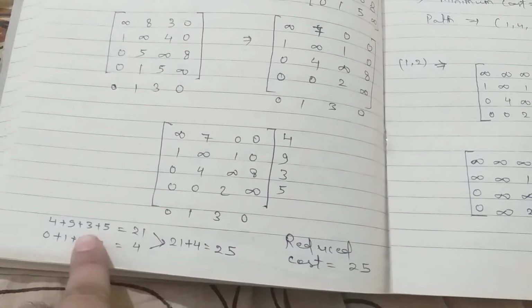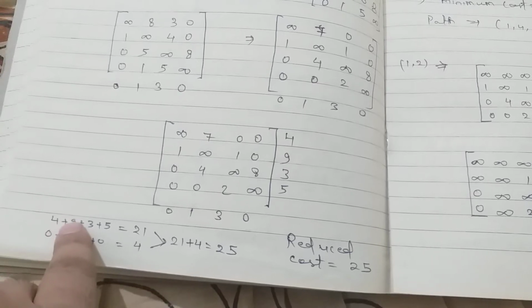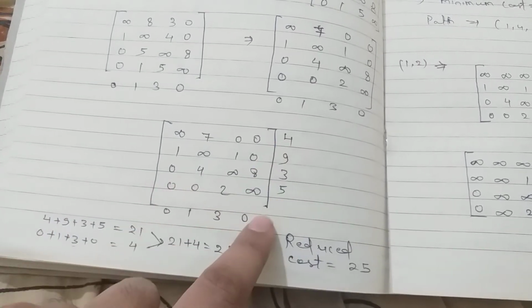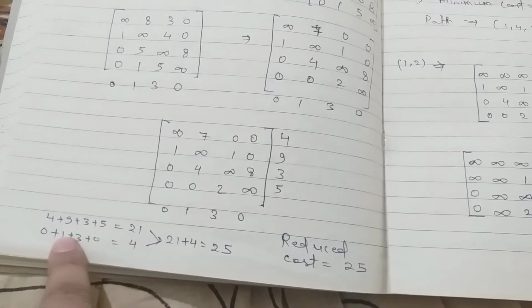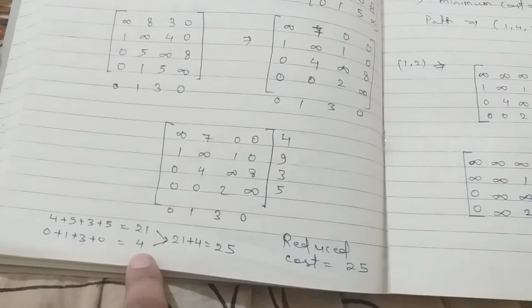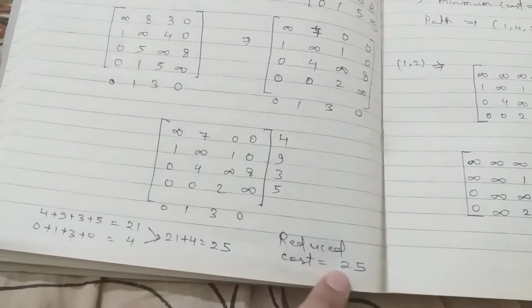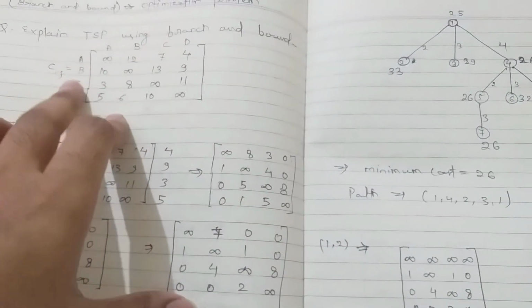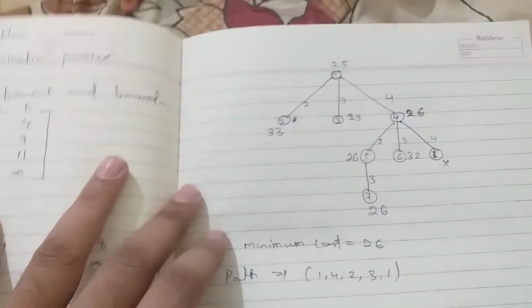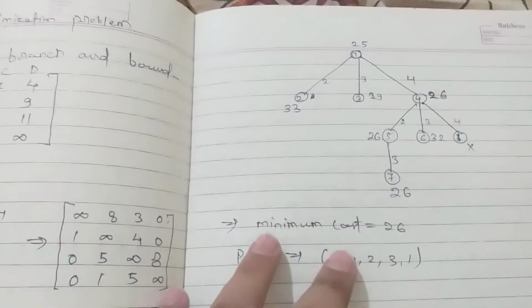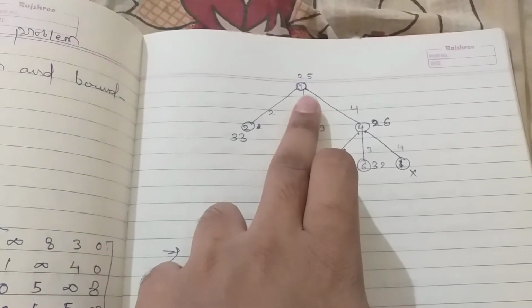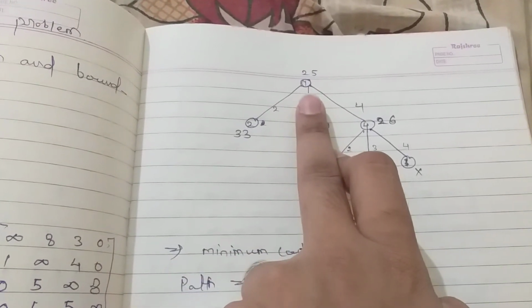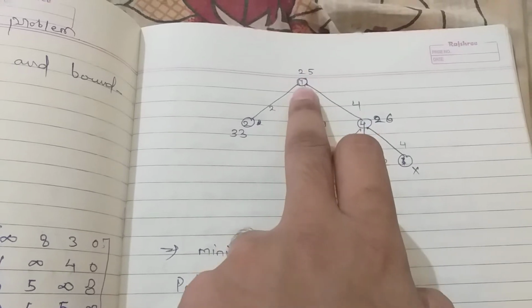The reduced cost can be calculated by adding the sum of the minimum values of the corresponding rows and columns. So 4 plus 9 plus 3 plus 5 is equal to 21. 1 plus 3 is 4. Adding these two gives us 25. So the reduced cost is 25. Basically there are 4 nodes, so the graph should have 4 vertices. That's why let us assume that the reduced cost of the first vertex is 25.